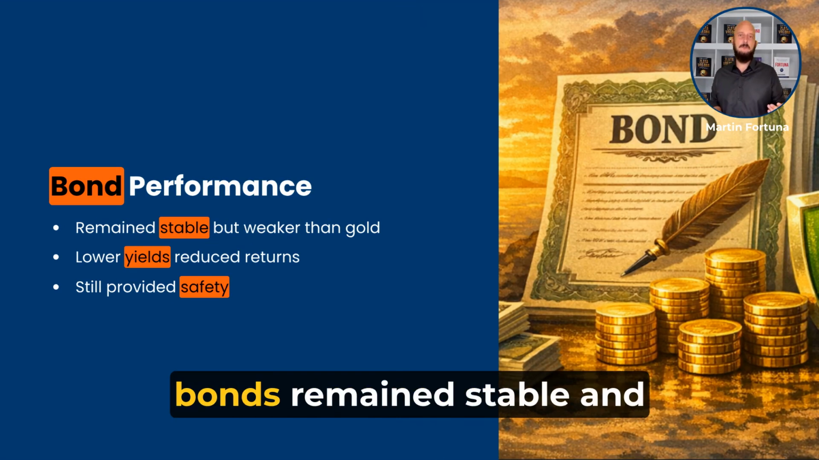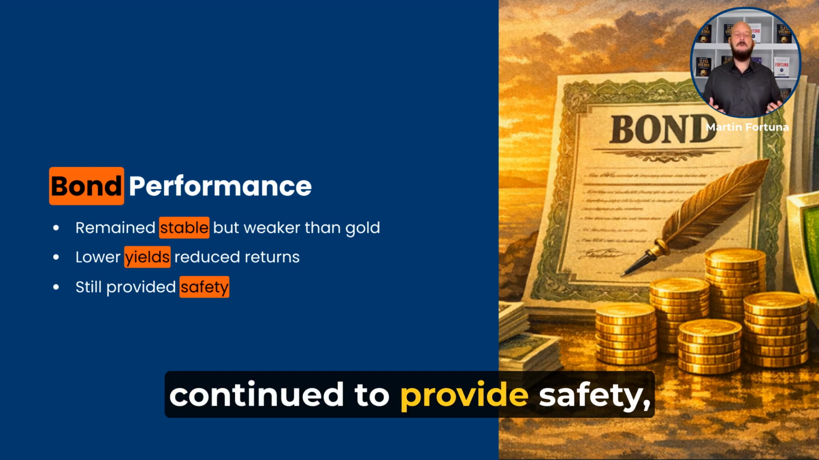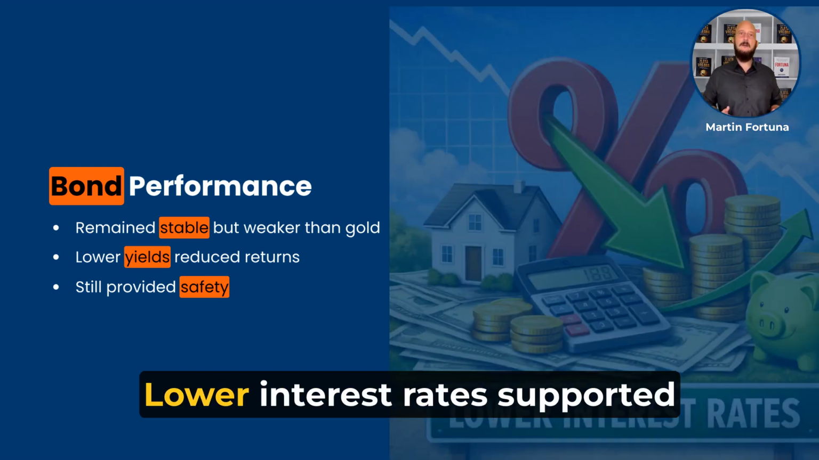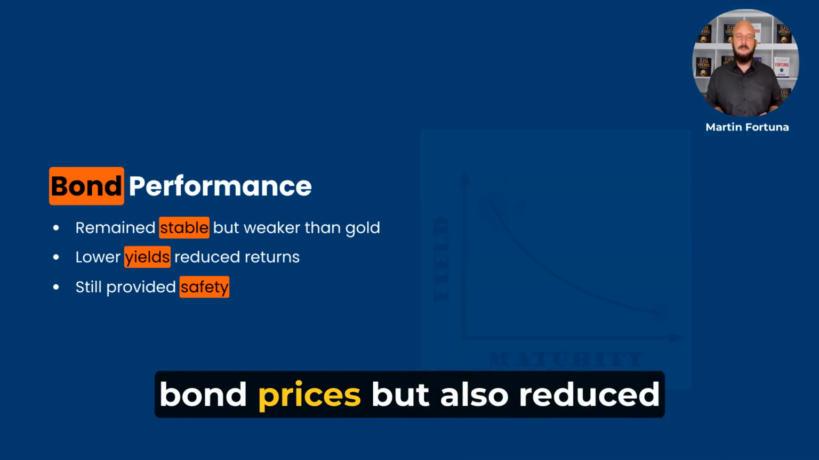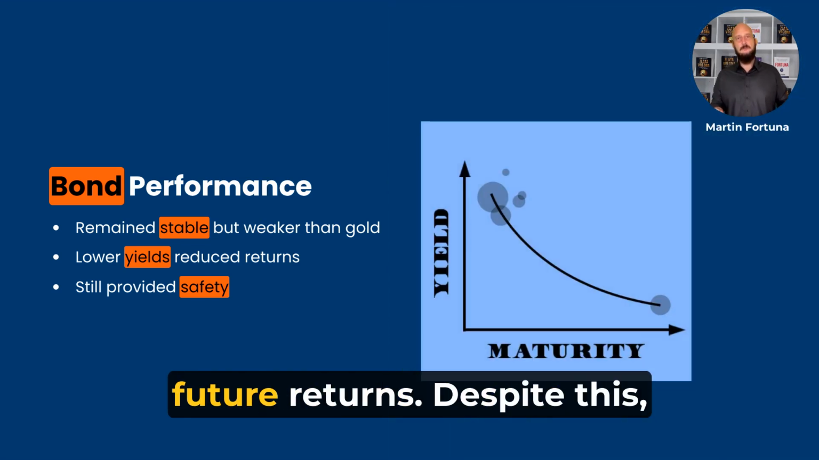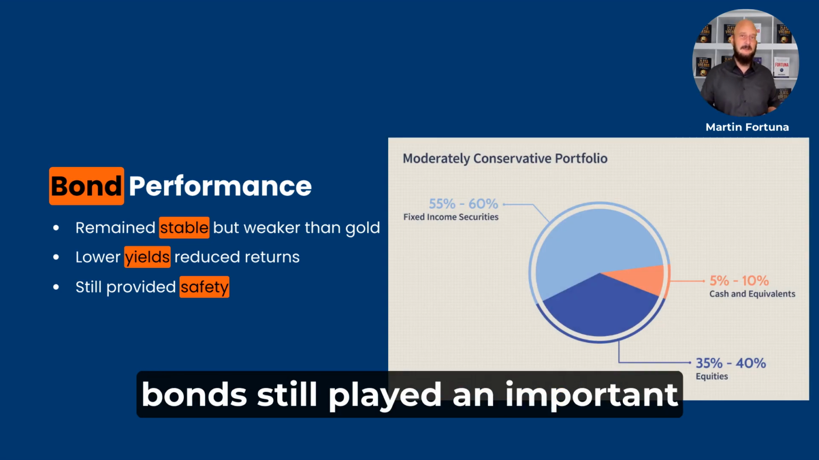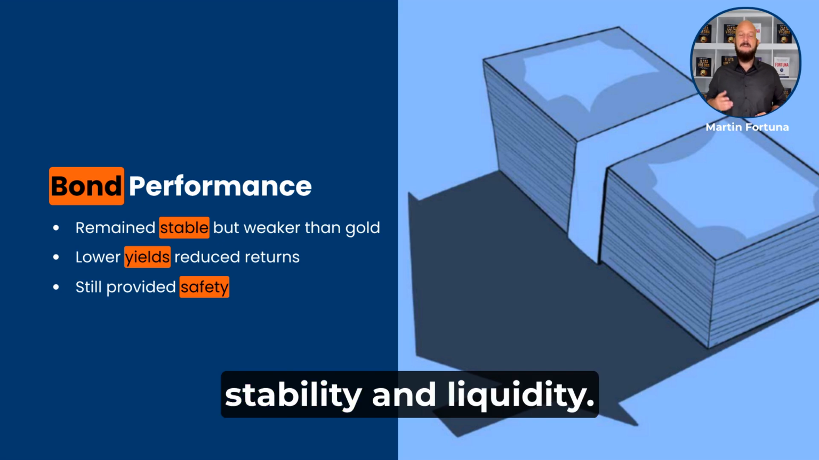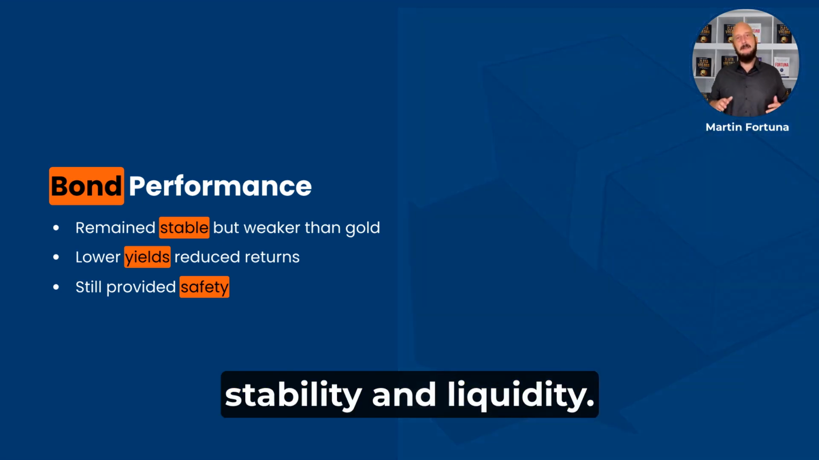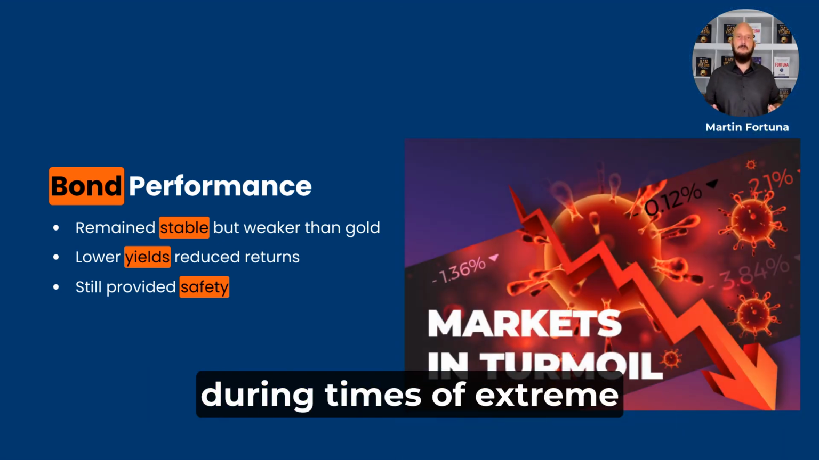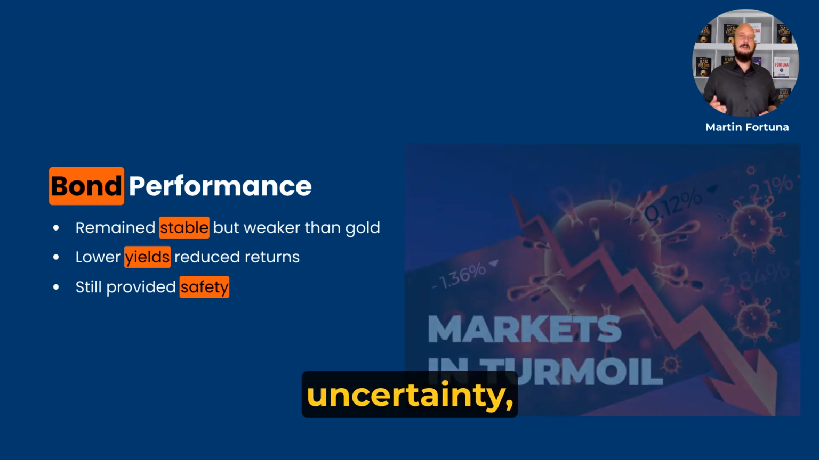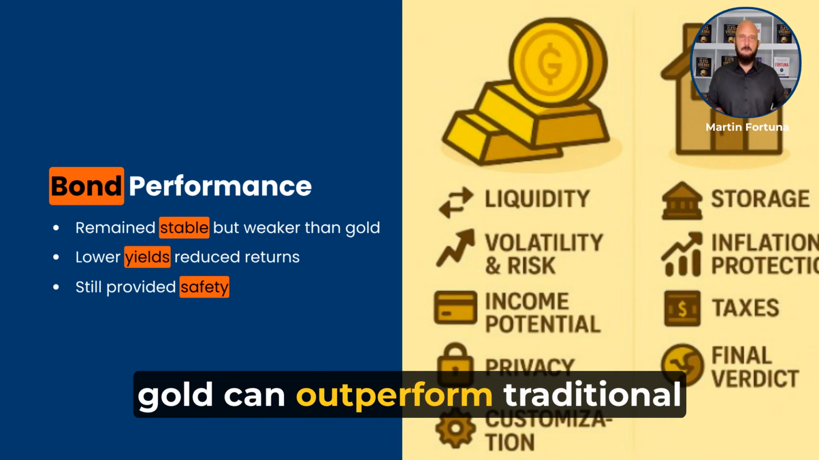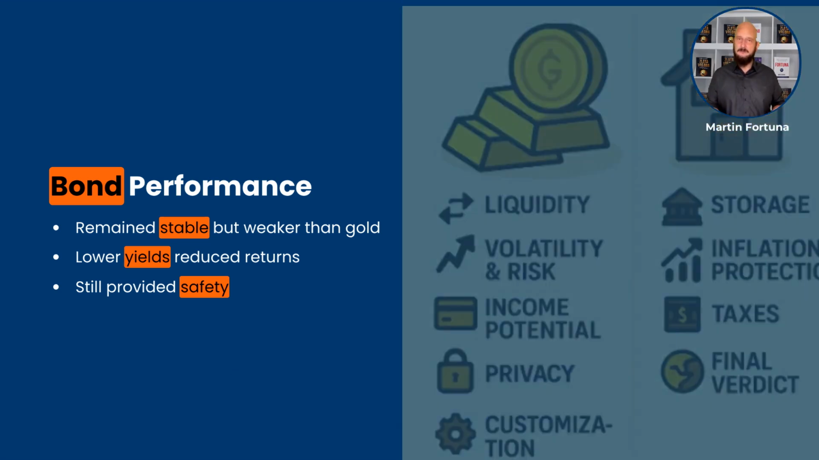Bond performance. Bonds remained stable and continued to provide safety, but their performance was weaker compared to gold. Lower interest rates supported bond prices, but also reduced future returns. Despite this, bonds still played an important role in portfolios by offering stability and liquidity. This period demonstrates that during times of extreme uncertainty, alternative safe assets like gold can outperform traditional ones such as bonds.